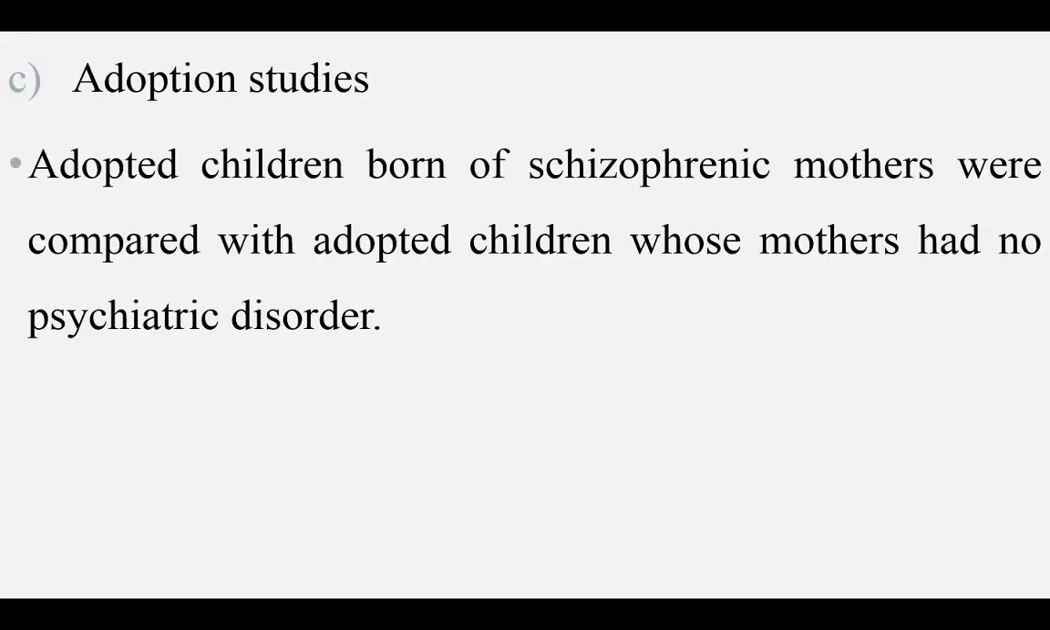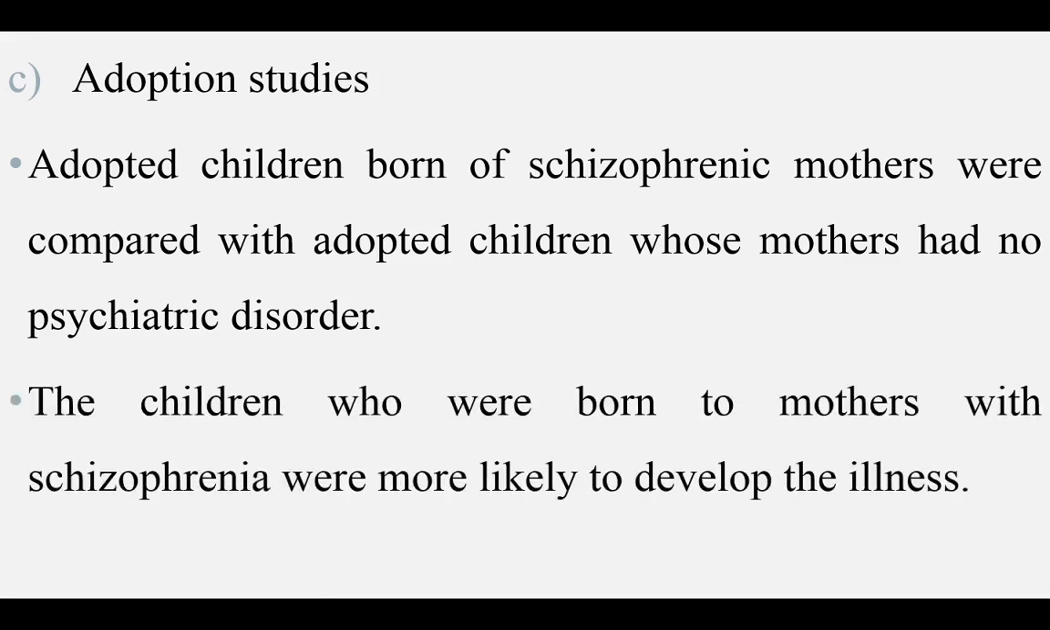So adopted children born of schizophrenic parents or mothers were compared with adopted children whose mothers had no psychiatric disorder. So what does the study show? The children who were born to mothers with schizophrenia were more likely to develop the illness. Why? Because they will inherit the genes, right?